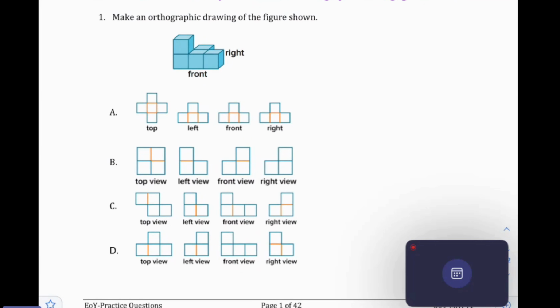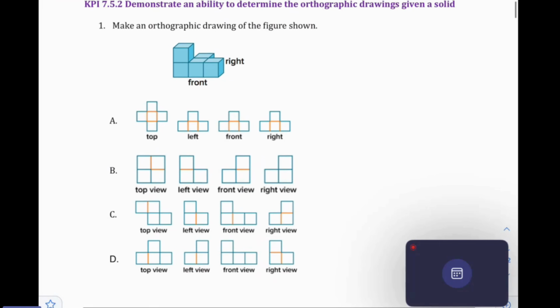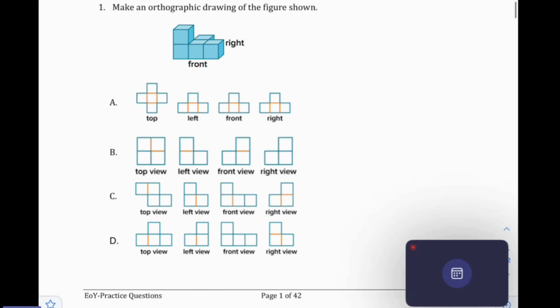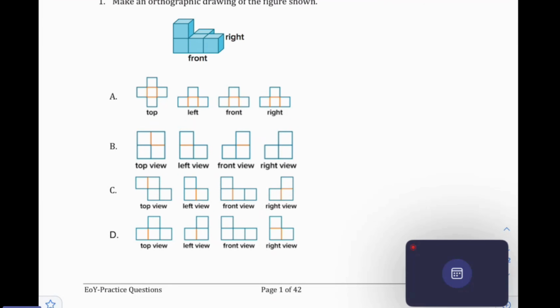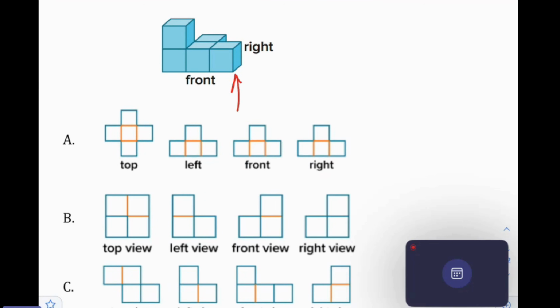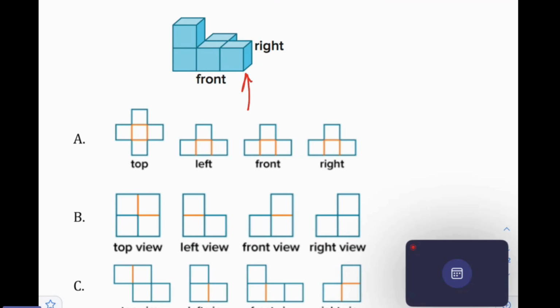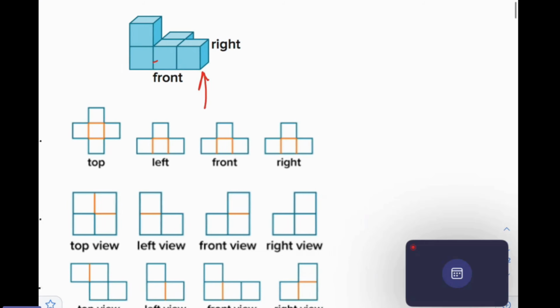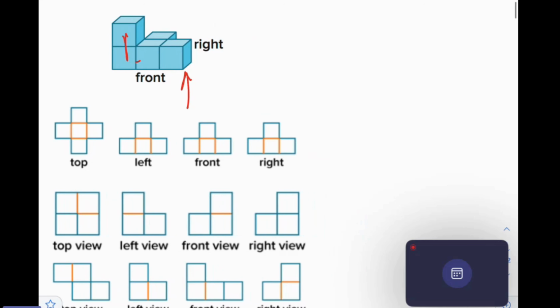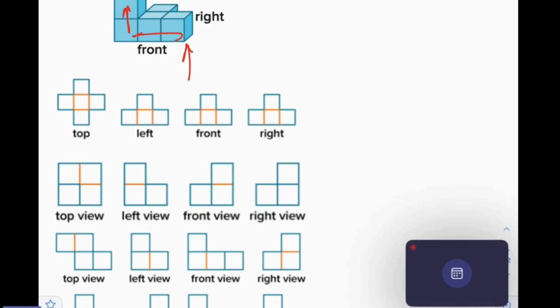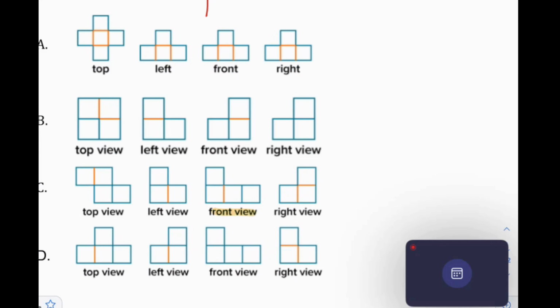Question 1. Make an orthographic drawing of the figure shown. As you see here, this is a 3D figure, and we have many choices. We are going to find out which one is the most accurate one. The easiest part is to look from the front. From the front, you can see that three blocks are on the same plane, and the fourth block is coming up here. And no blocks are in or out. So you are going to draw them either this way or this way.